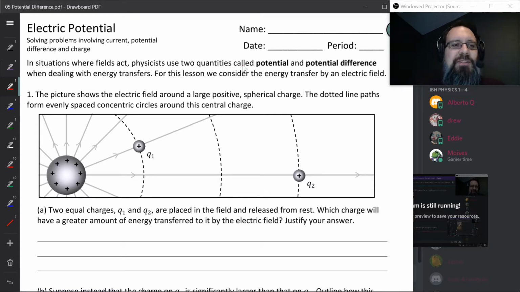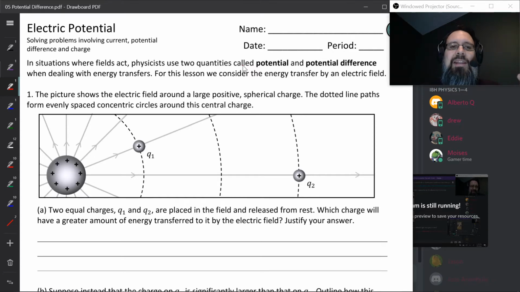What IB wants us to be able to do is solve problems involving current, potential difference, and charge. So we've already talked about current, right? That's the amount of charge that passes by a point per second. And we've also talked about charge, which is that fundamental property of matter. Electrons have it, protons have it. But what the heck is potential difference? It turns out that potential difference is related to, not equal to, but related to energy.